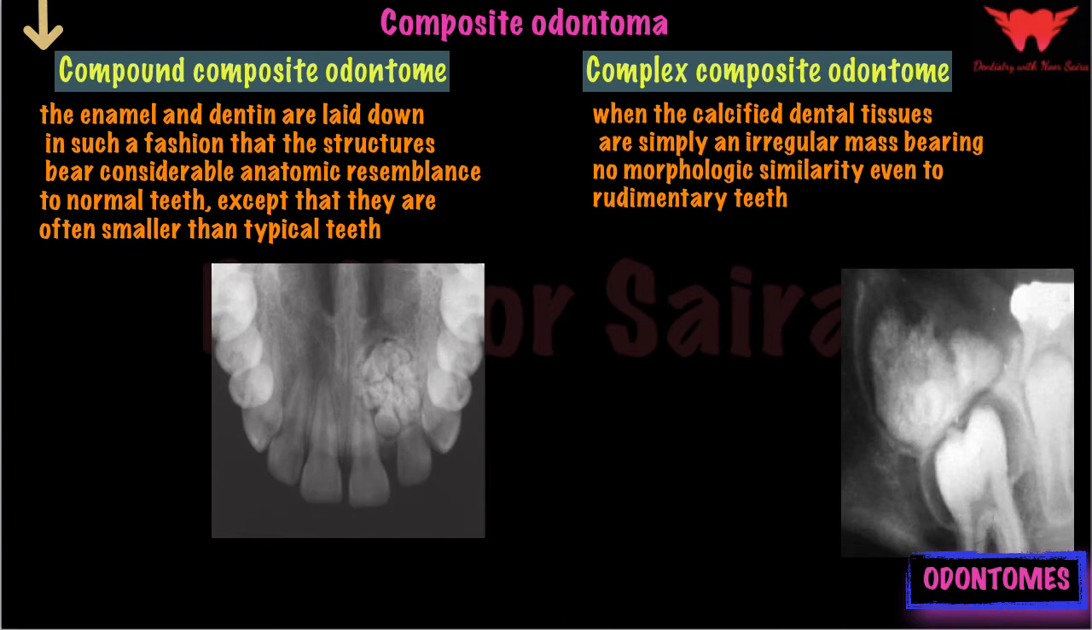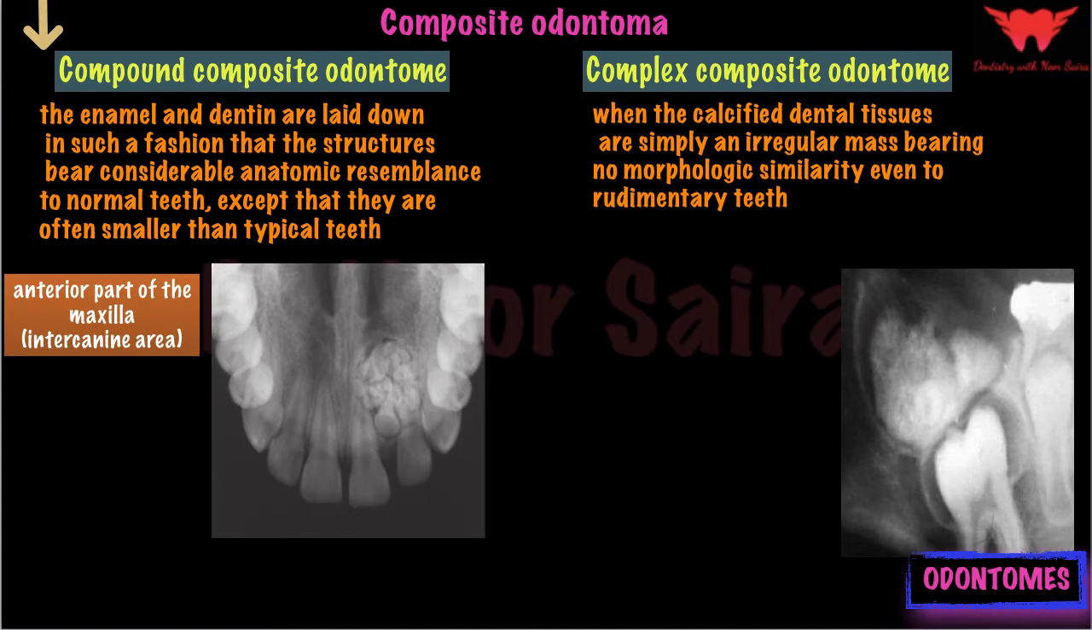Talking about the compound odontome, it usually involves the anterior part of the maxilla in the intercanine region, whereas the premolar molar region of the mandible is involved in the case of the complex composite odontome. The odontomes are generally small asymptomatic lesions which are detected incidentally. The lesions vary greatly in size and can be as small as a tooth or as large as 6 centimeters in diameter.